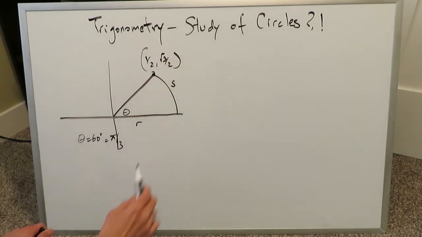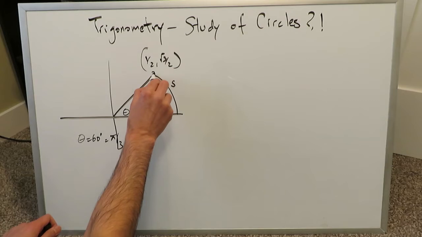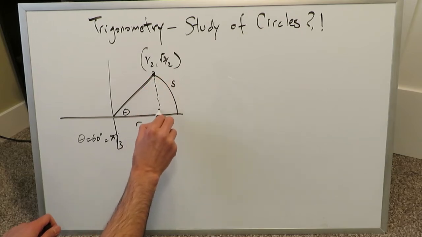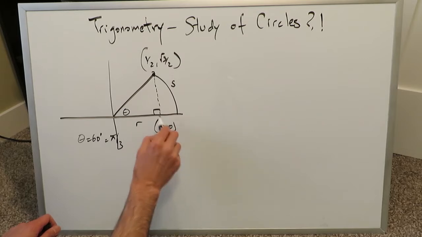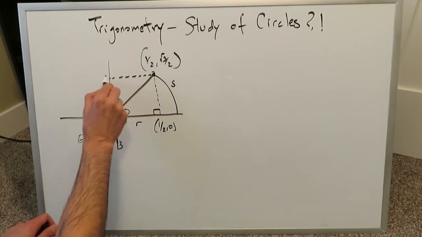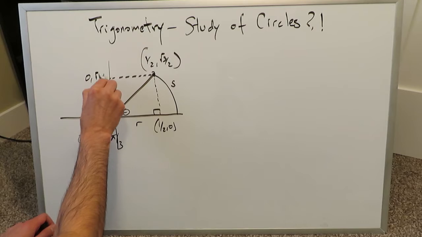We've already established that. If you were to draw this point down a line going into the x-axis, you've created a right triangle. This value over here will be 1/2, 0, and if you were to draw this across, this value here would be 0, root 3 over 2.